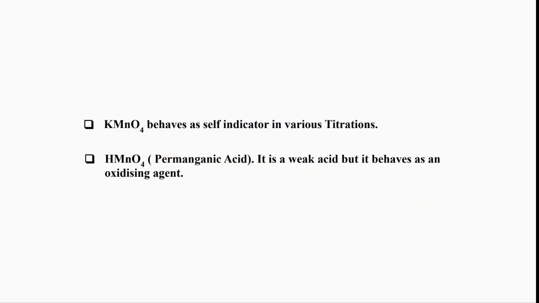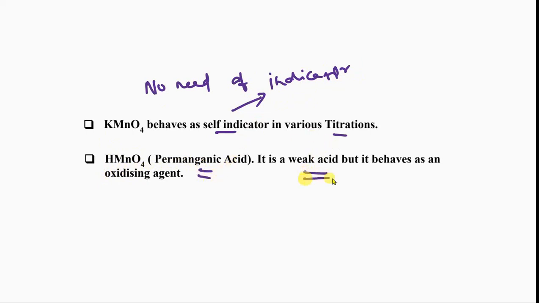Next, KMnO4 behaves as a self-indicator, because we know that while doing a titration in the lab with KMnO4, there is no need of an indicator. Why? Because it is a self-indicator. It itself acts as an indicator. And it gives permanganic acid. Write down the formula, that will be helpful for you: HMnO4, permanganic acid. It is a weak acid, but it also behaves as an oxidizing agent.